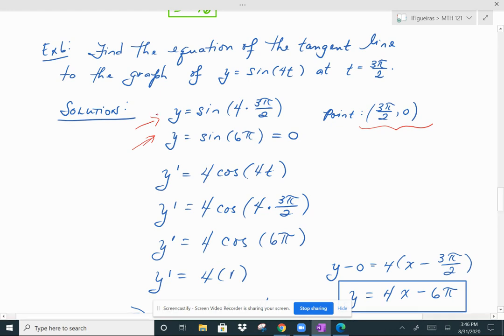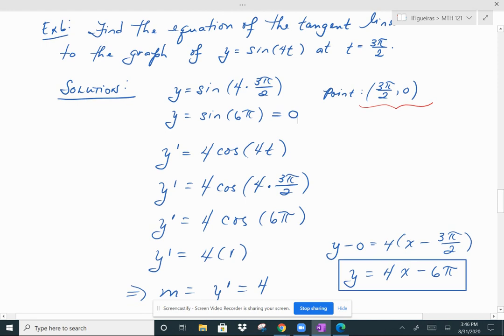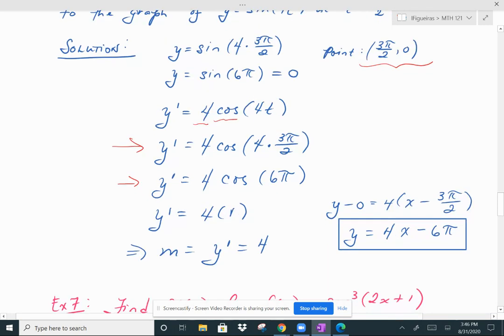Okay, so now that I know my point, I'm ready to find my derivative, which again, I have to use chain rule. So the derivative of sine is cosine. The derivative of 4t is 4. So you have 4 cosine of 4t, which then when you plug in 3 pi over 2 in this line, you will have 4 cosine of 6 pi. And the cosine of 6 pi is the same as cosine of 2 pi or cosine of 0, which is 1. So that is a slope of 4.